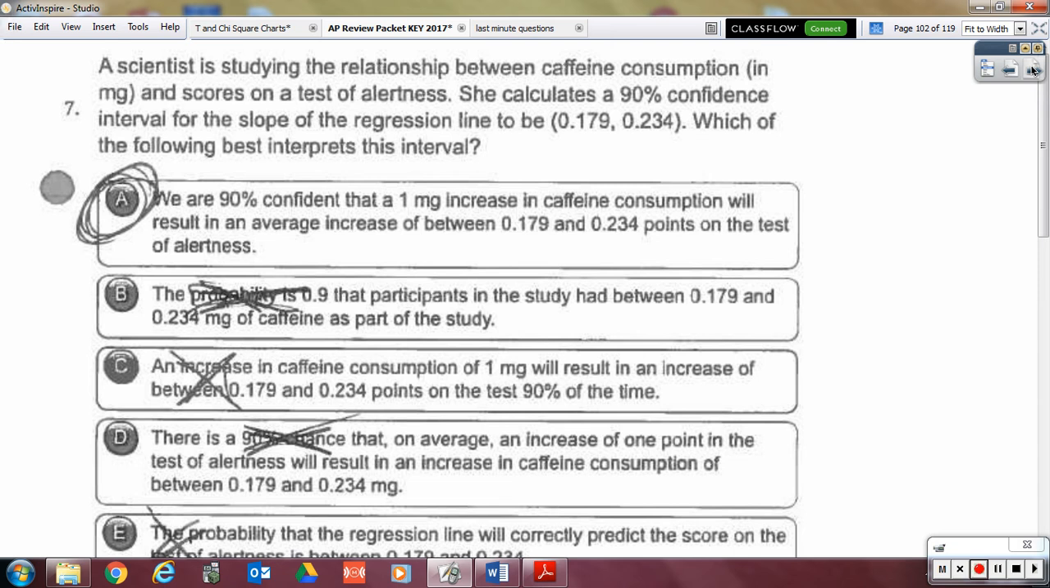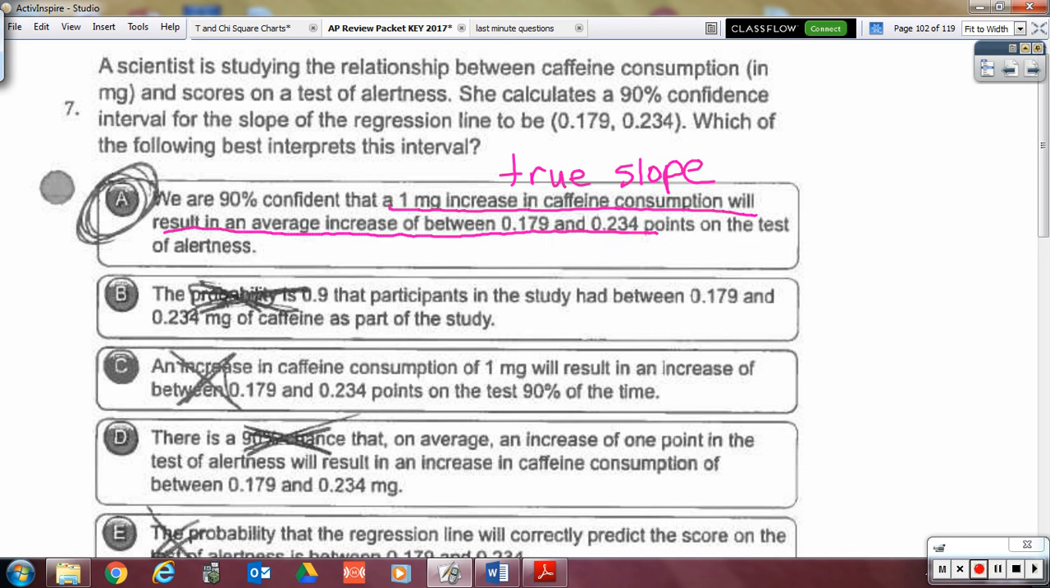We got another interval. It's going from 0.179 to 0.234. We got to interpret it. Now, this is interesting. I am 90% confident that the true slope of the relationship is between this and that. Well, guess what? Instead of saying the true slope of the relationship, they interpret the slope. For every 1 increase in the caffeine consumption, the average increase will be between this and that.